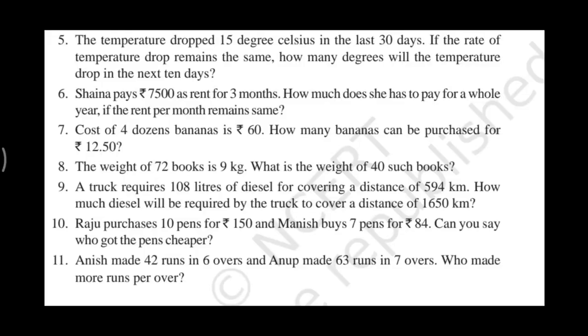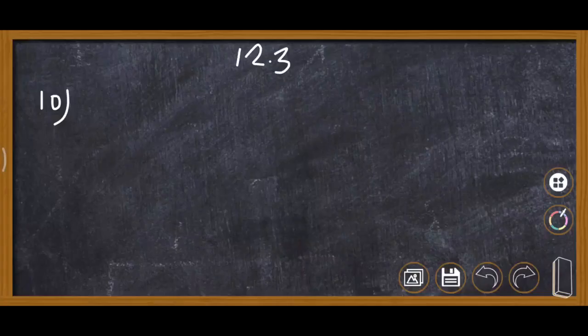This is question number 10. Raju purchases 10 pens for rupees 150 and Manish buys 7 pens for rupees 84. Can you say who got the pen cheaper? So first of all here we will find the cost of 1 pen for Raju and then cost of 1 pen for Manish. And after finding 1 pen cost for Raju and Manish, we will decide who got pen cheaper.